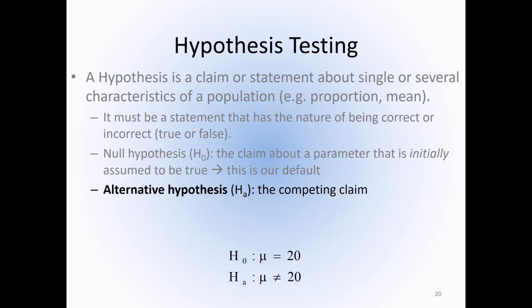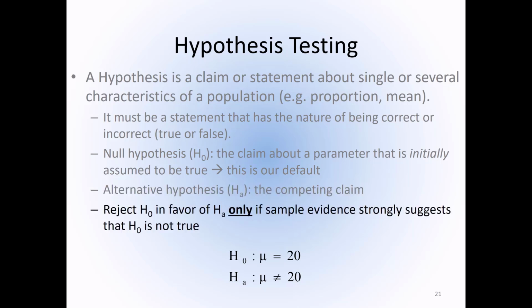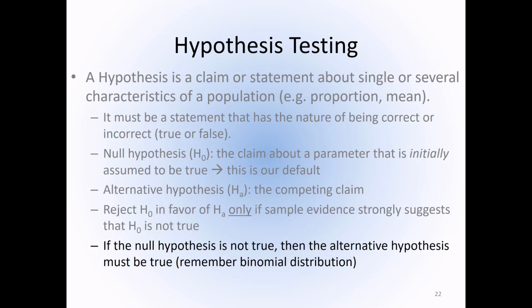And we'll talk about this as we go through one of the examples later in the video. The alternative hypothesis is the competing claim. And we're going to reject the null hypothesis only if the evidence from our sample is strong enough to suggest that the null hypothesis is not true. So again, we're not saying that it's not true, but we will be rejecting that null hypothesis. And the reason for this is that if the null hypothesis isn't true, then the alternative hypothesis must be true. If the defendant is not innocent, well, then the defendant must be guilty. And again, this fits back into our rules of probability and the binomial distribution.